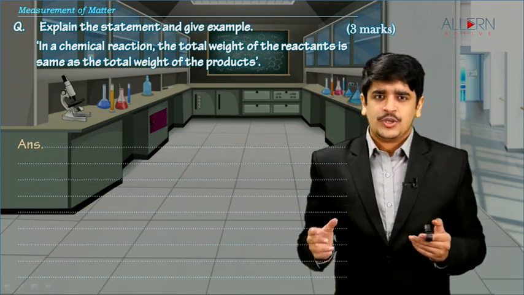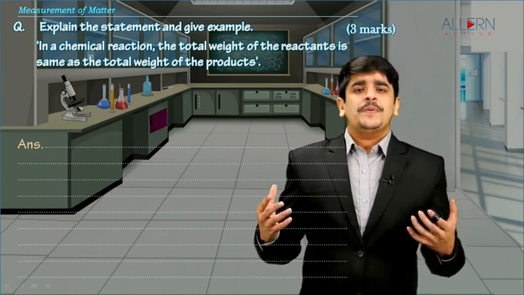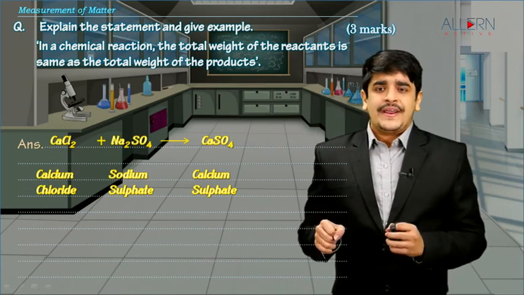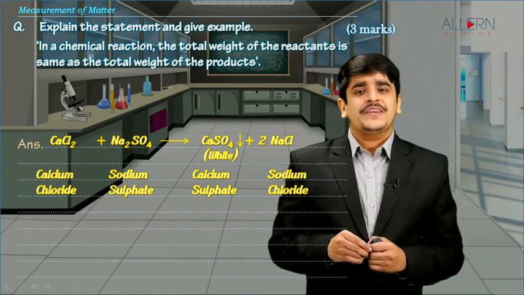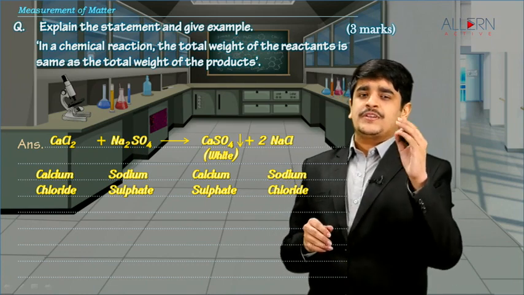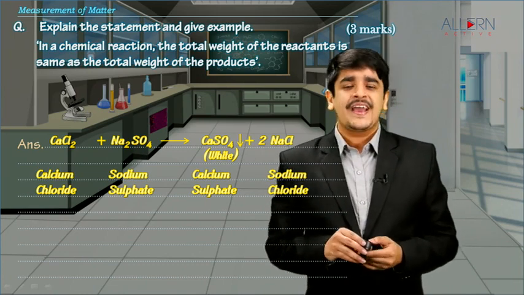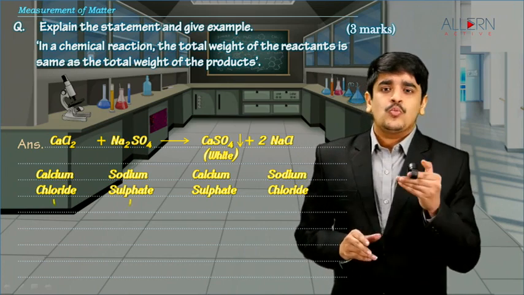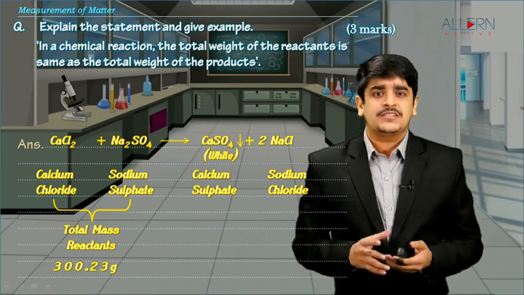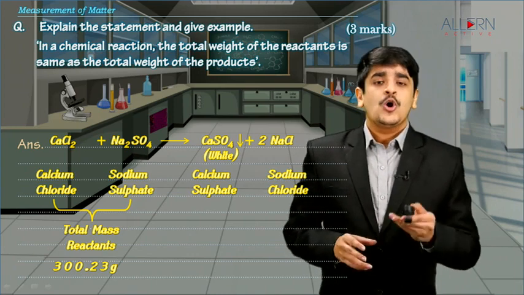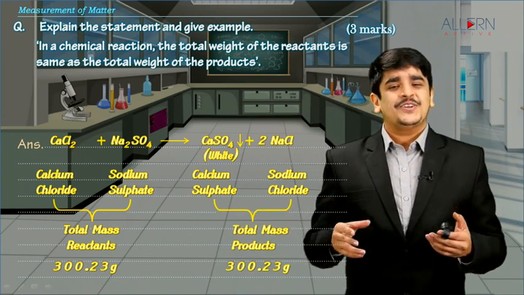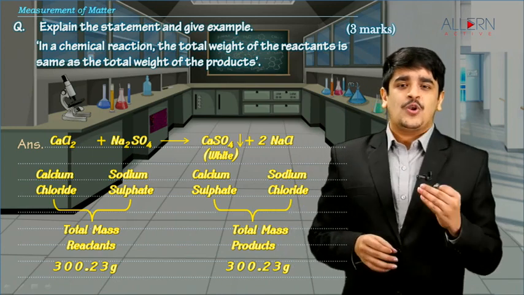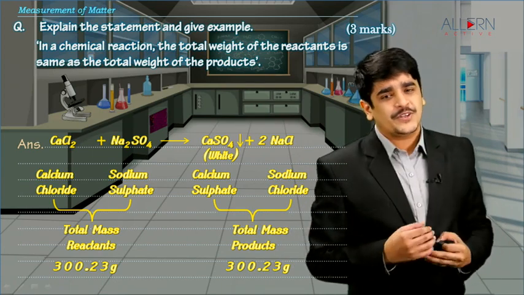Okay, we need to give an example for the same. So why not pick up the example that we took in the laboratory? Have a look. Calcium chloride reacts with sodium sulfate, gives me calcium sulfate, which is indicated by the downward arrow because it's a precipitate, and we have sodium chloride, which is nothing but 2 NaCl. What is the total mass of the reactants? 300.23 grams. What is the total mass of the products? 300.23 grams. And that is in absolute agreement with the law of conservation of mass, the law of conservation of matter.